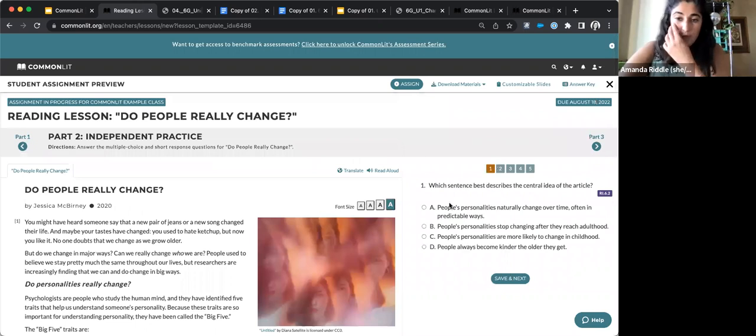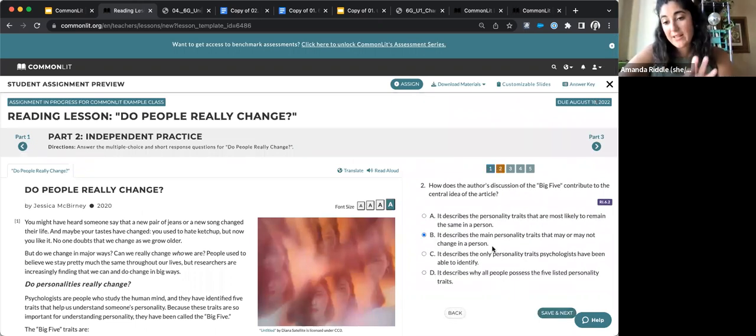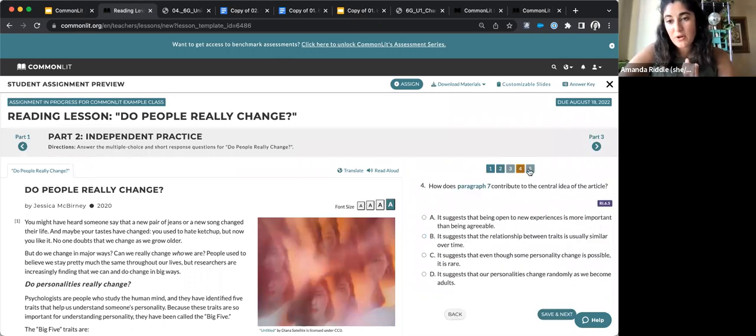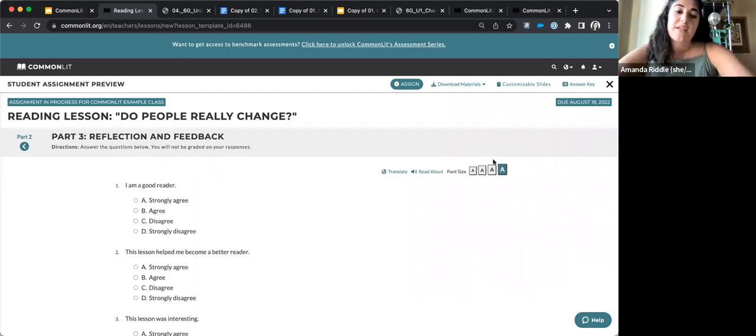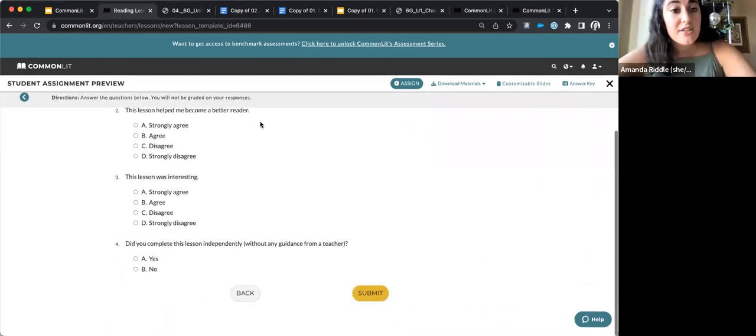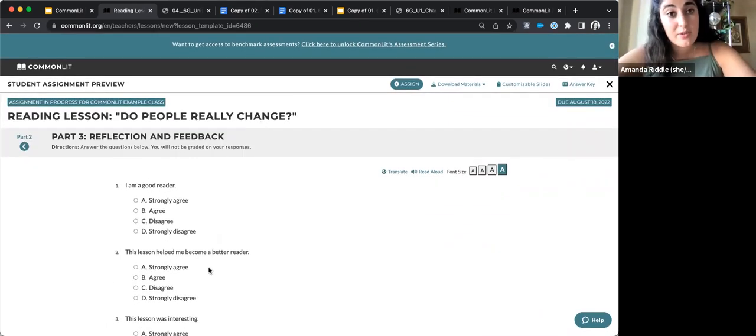And as you move through, you'll finally get to that independent practice piece. These are automatically graded for you because they're multiple choice. And again, we're giving those exemplar responses for short answer when you grade these as well. And it also ends with some nice reflection and feedback opportunities for your students. These are not necessary to complete for a student to submit, but a really nice way to see if the lesson was impactful for your students.